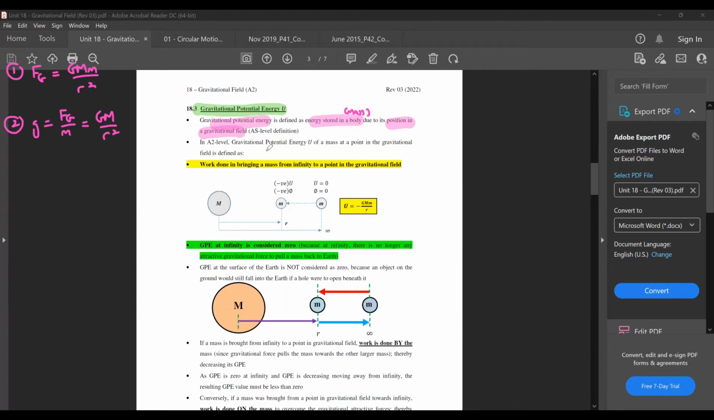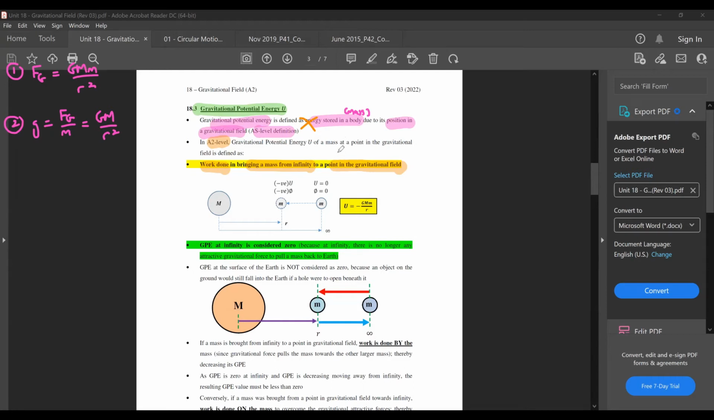So, this one was correct at AS level. Okay, if we ask you what's the definition of gravitational potential energy, and then you say this, this one is okay for AS. But then if we ask you the same for A2, you cannot use that. You have to use a more precise definition, which is actually the work done in bringing a mass from infinity to a point in the gravitational field. Okay, so if we ask you in A2, what is the definition of gravitational potential energy? It is work done to bring a mass from infinity to a point in the gravitational field.